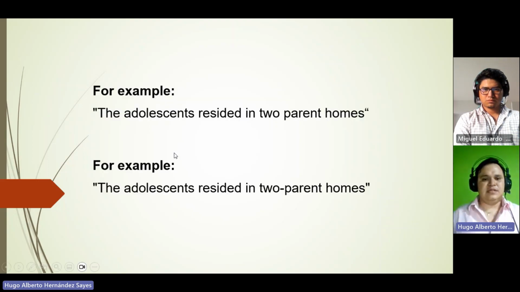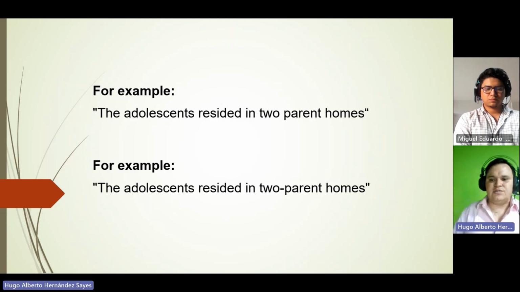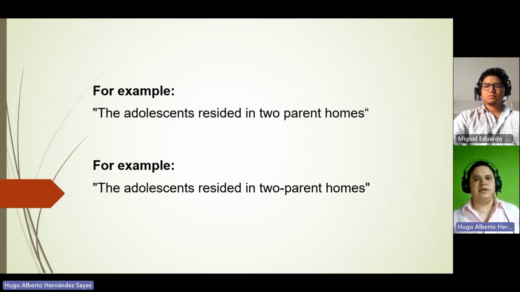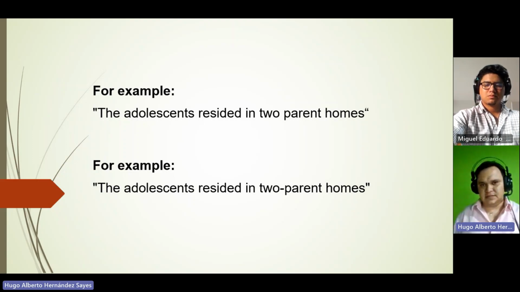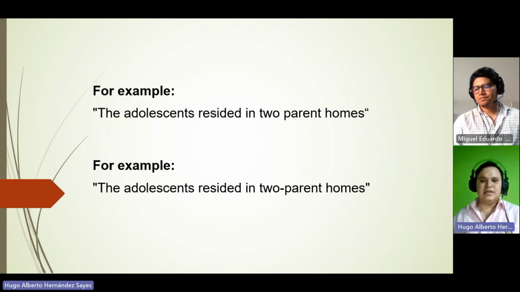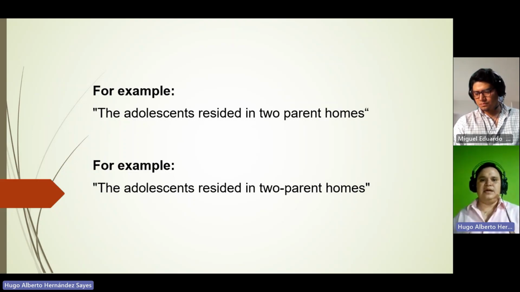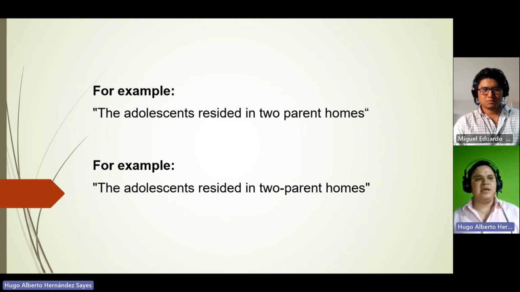As you can see, the adolescent resided in two parent homes, and the other example uses the hyphen. The first example means that two homes serve as residences. But if we look at the second example using the hyphen, this means that they each will live in a household headed by two parents. So as you can see, a properly placed hyphen helps the reader to understand the intended meaning.